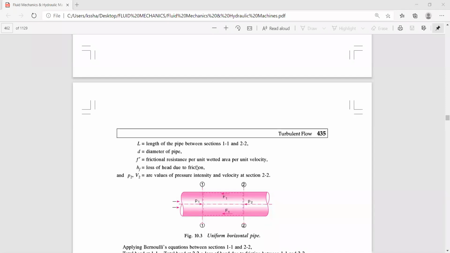So F dash is the frictional resistance per unit wetted area per unit velocity. hf is the loss of head due to friction. Next, P2 and V2 are the pressure intensity and velocity at section 2. I hope this is clear to you now. What we are assuming, once again I will repeat.